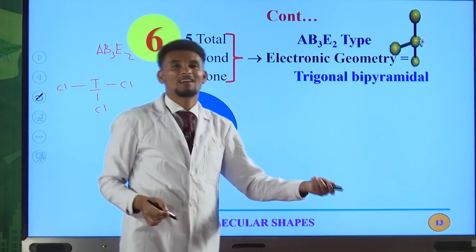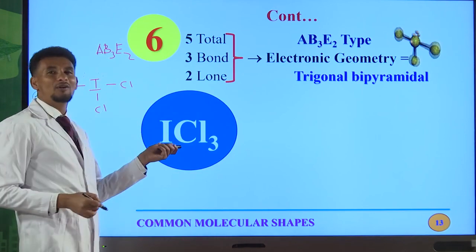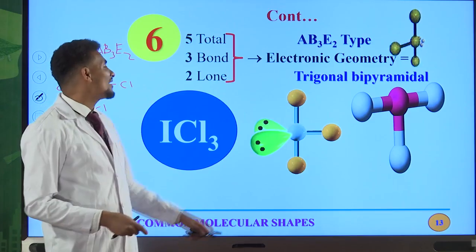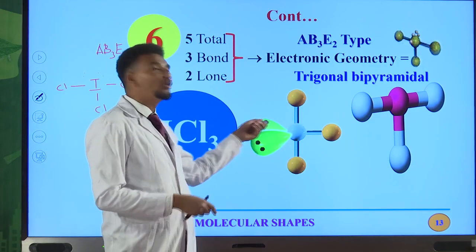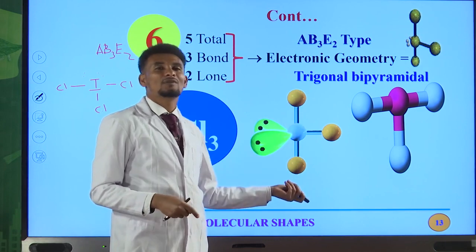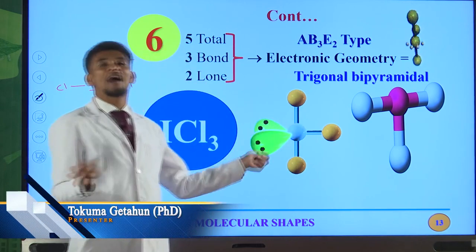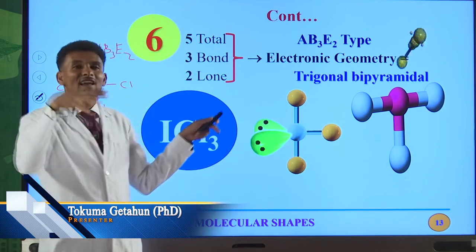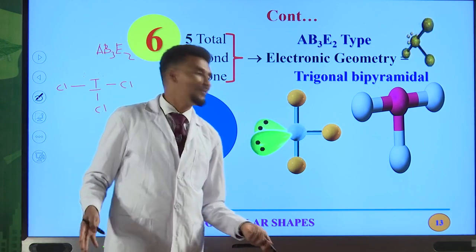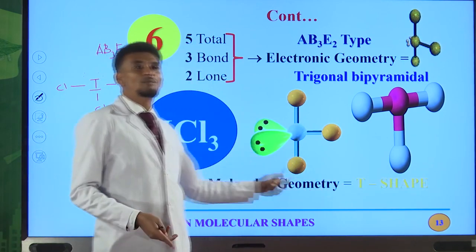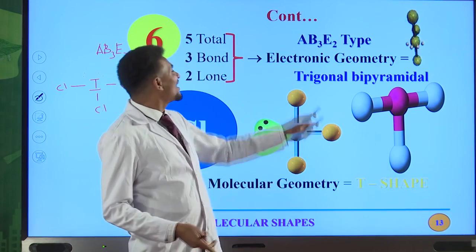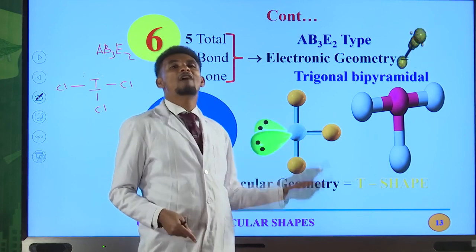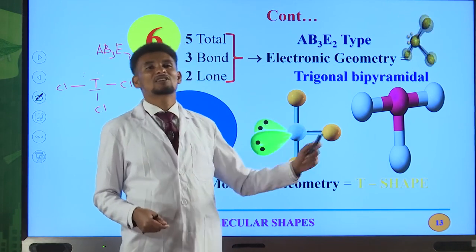So the molecular geometry or molecular shape of this molecule is T shape, and its bond angle is less than 90 degrees. It looks like this one. We have 2 lone pairs of electrons around the central atom. So repulsion between these 2 lone pairs is greater when compared with the bonding pairs. So it decreases the ideal bond angle, and it looks like this one. The molecular shape is T shape, but the electronic geometry is trigonal bipyramidal, because we have totally 5 electron pairs around the central atom.